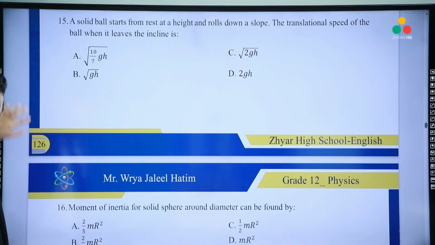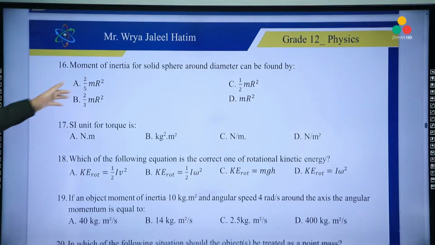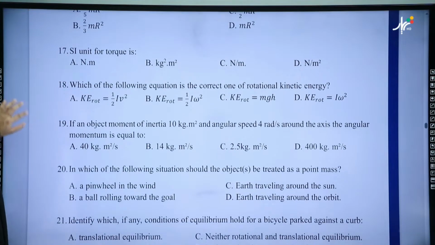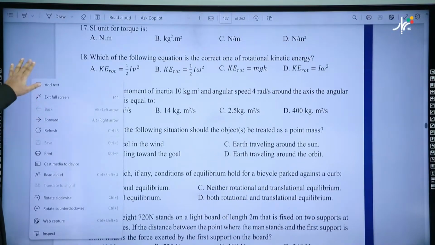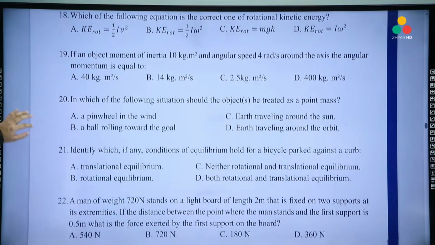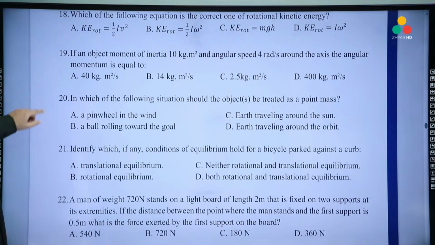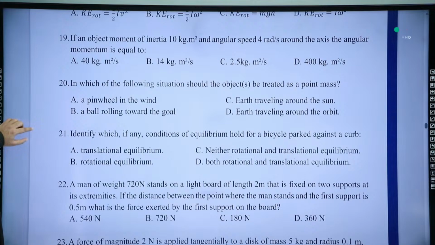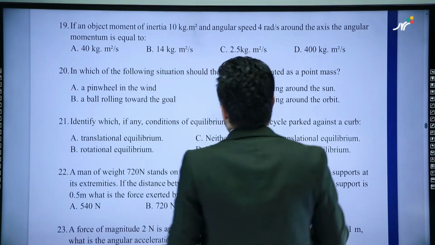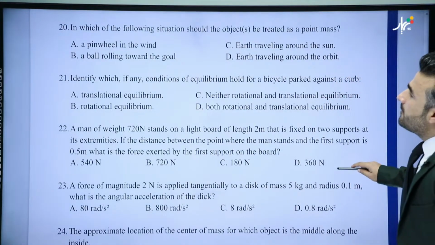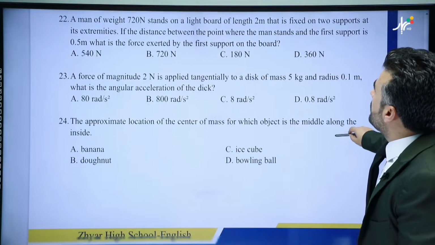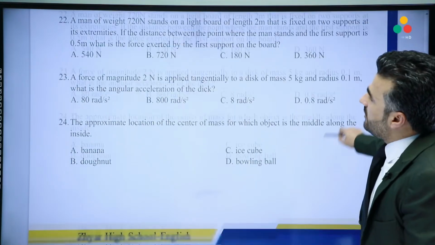Okay, moving on. Moment of inertia of a solid sphere around a diameter can be found by this. These are easy. The SI unit for torque, easy. Which of the following equations is correct for the rotational kinetic energy? Again, very easy, you know it. An object's moment of inertia is this, the speed is this. What is the angular momentum? Angular momentum is the moment of inertia multiplied by the angular speed. These are easy. Okay, let's see which of these questions are interesting so we can do them. This is also very easy.